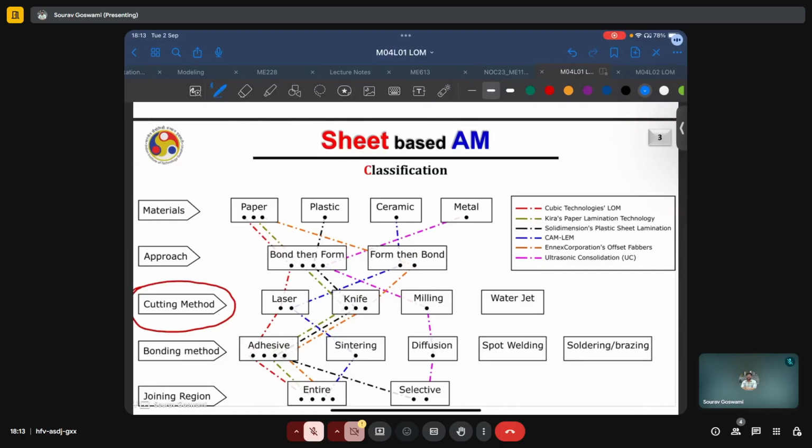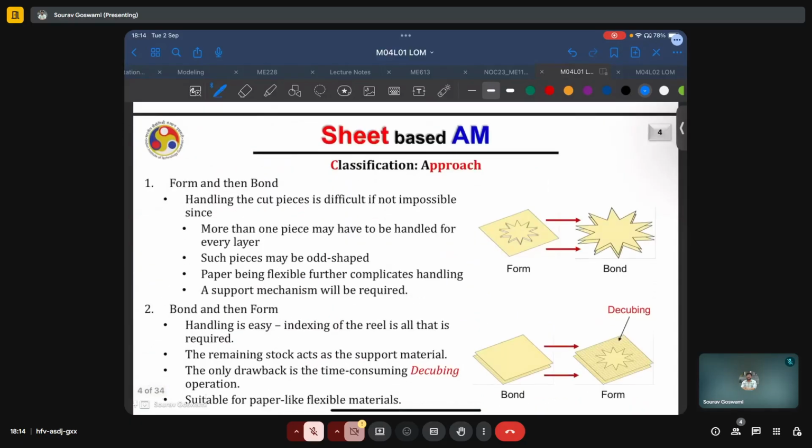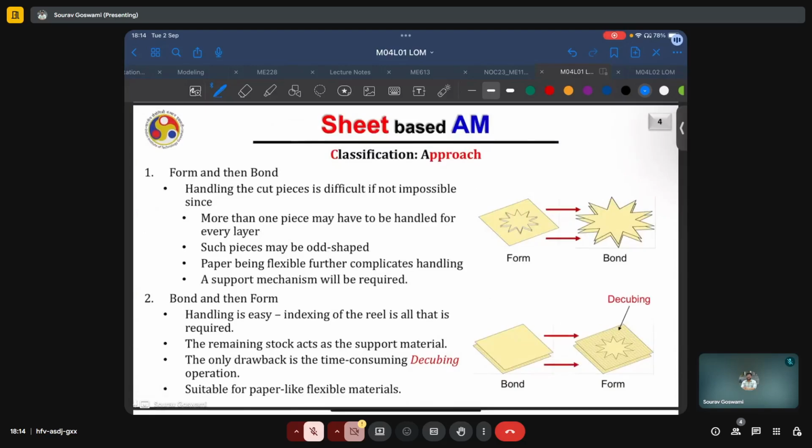Next, the regions that we join via these bonding methods can be the entire feedstock for the particular layer, from which we then separate out the useful regions, or it can be selective to begin with. Of course, we talked about the form then bond and bond then form approaches. But how do they typically differ?